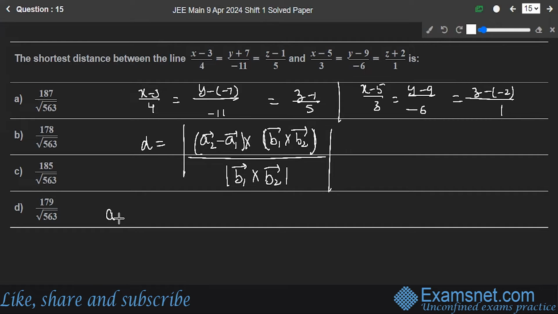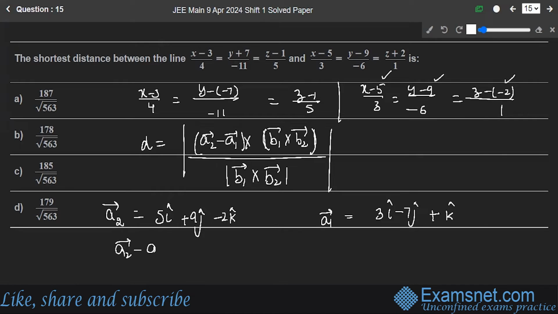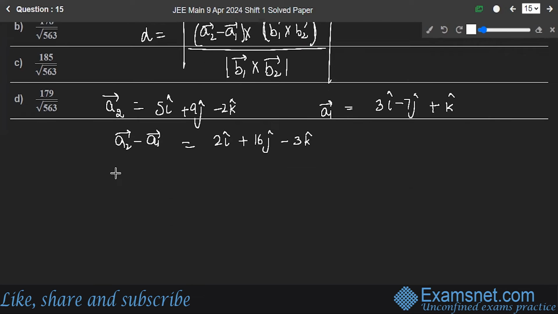So what do you have A2 as? From here you have A2 as 5i, 9j minus 2k, and A1 vector will be 3i minus 7j and k. So what is the difference between the two? This will be given by 2i, 16j and minus 3k. Similarly, what is B1 vector?